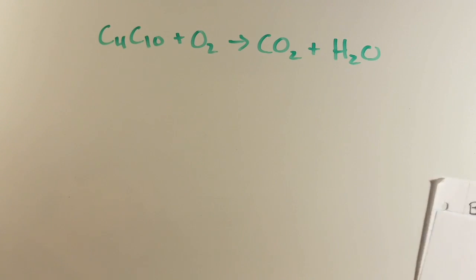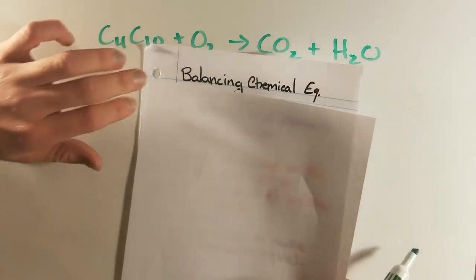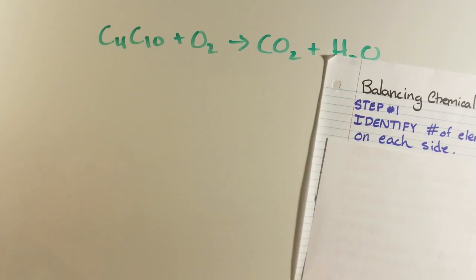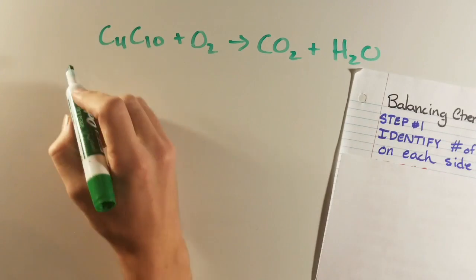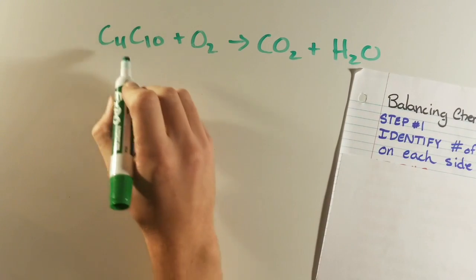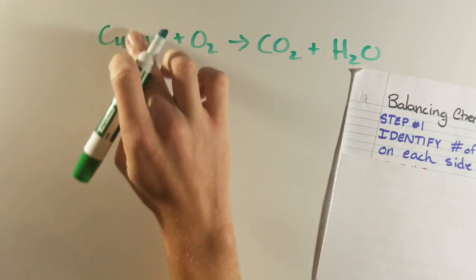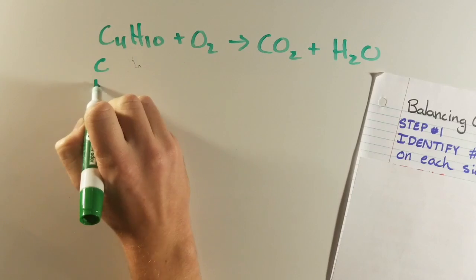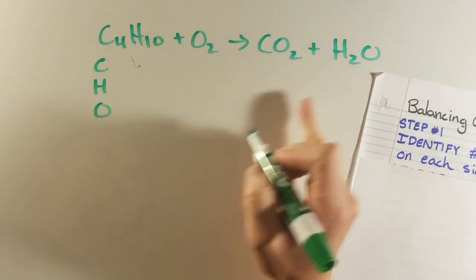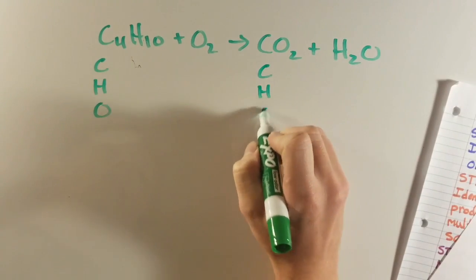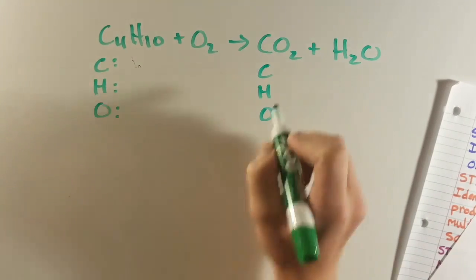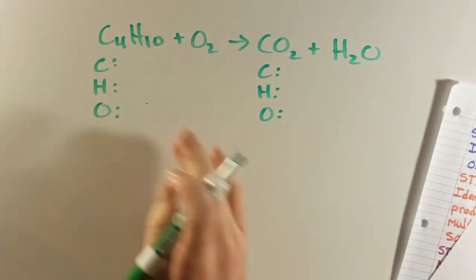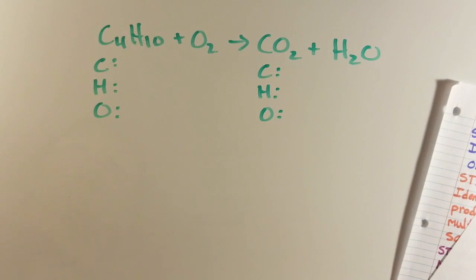So the step-by-step lesson goes like this. Step 1, we need to identify the number of elements on each side. So we have on this side C4H10, okay. So on this side we have carbon, we have hydrogen, and we have oxygen. Similarly on this side we also have carbon, hydrogen, and oxygen. If they don't have the same elements on each side, then something's wrong, because your elements on each side need to be balanced.